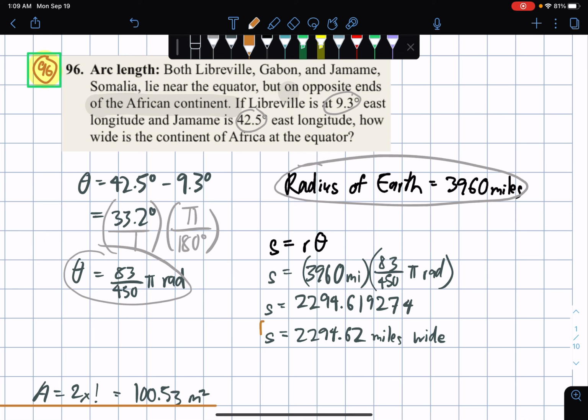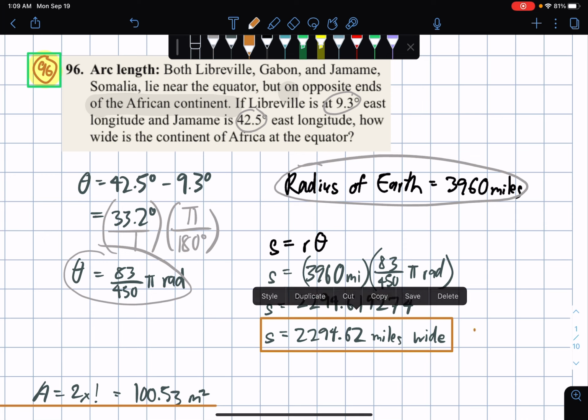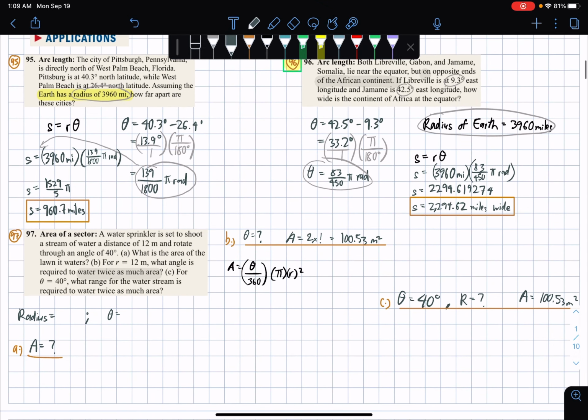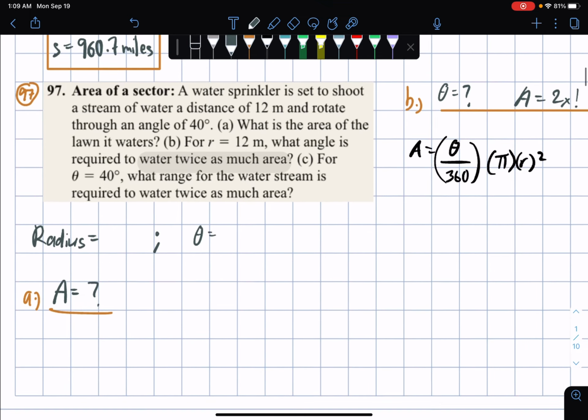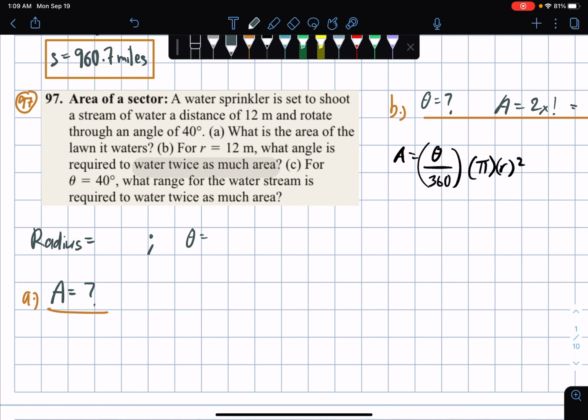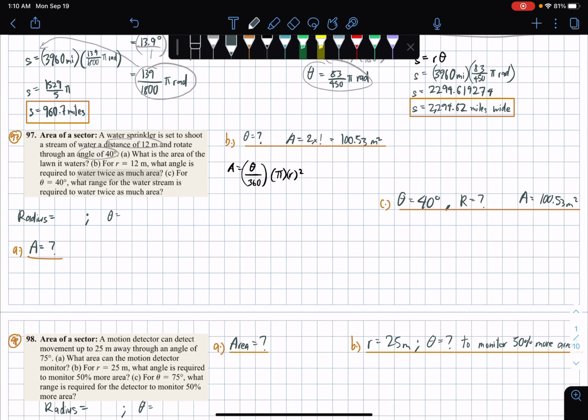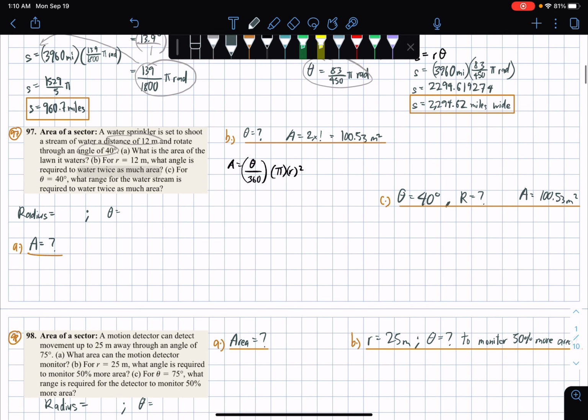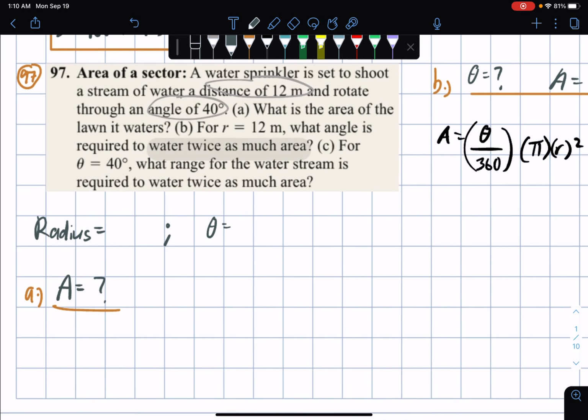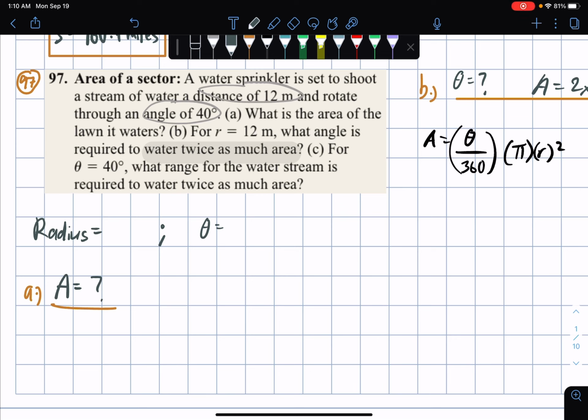So how wide is the continent of Africa at the equator? Approximately 2,294.62 miles wide. Alright, let's move on to the next problem. Area of the sector. A water sprinkler, so we get an angle of 40 degrees, a distance of 12 meters. I think we've answered this in the previous video, but let's re-answer it again, just for the sake of completion of this video, to make it quite organized.